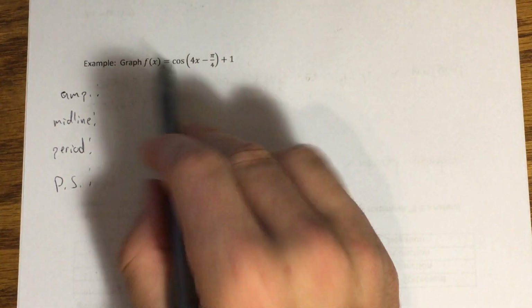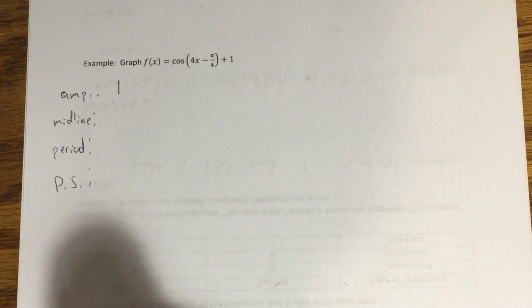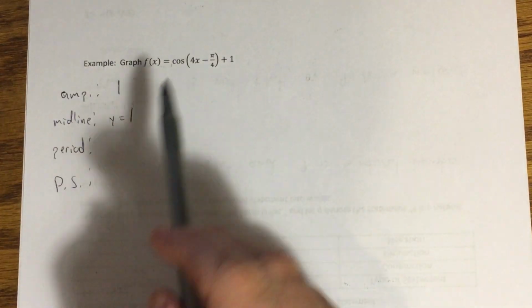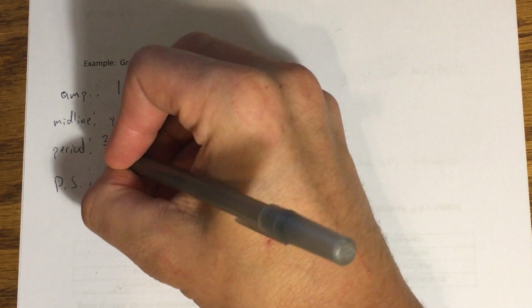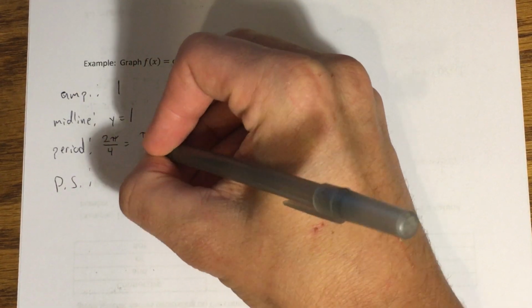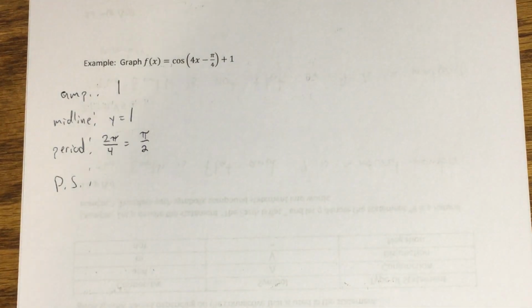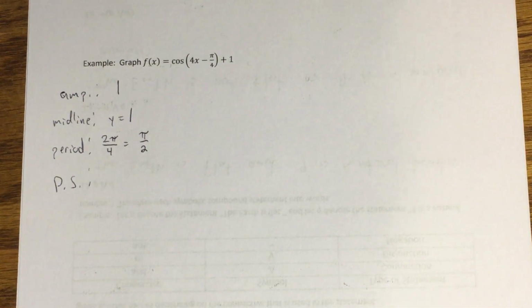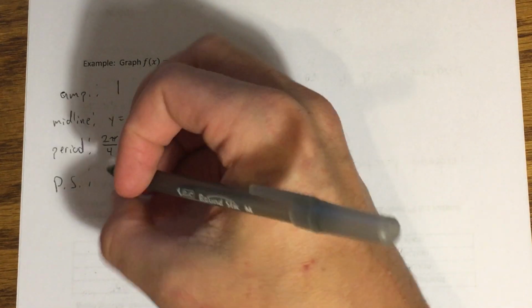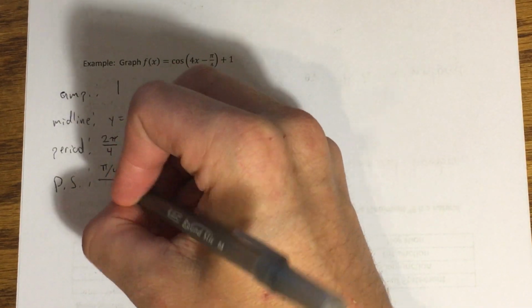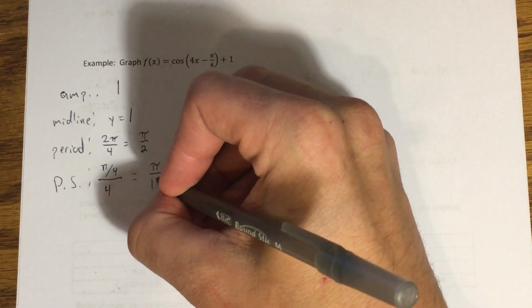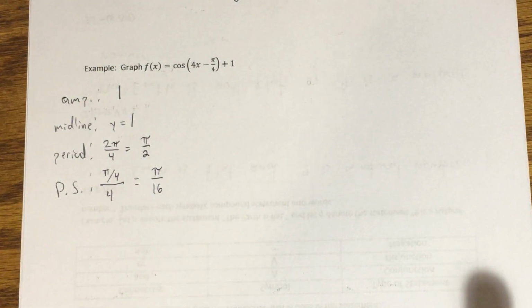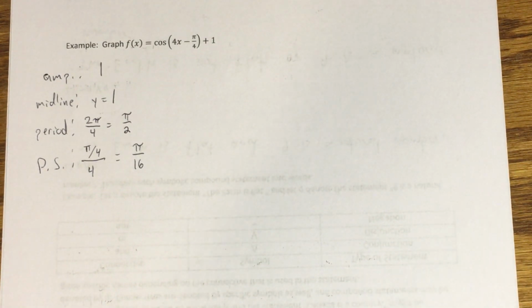Amplitude, I can see that my amplitude would be 1. Midline, y equals 1. Period, 2 pi over the absolute value of b, which is 2 pi over 4, but always simplify if you can. Pi over 2 is my period. What's the phase shift? Phase shift is c, which is positive pi over 4, over b, which is 4. This simplifies to pi over 16. And here's where the fun fractions come in.